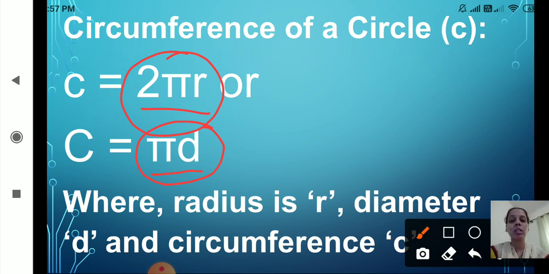So how to find out circumference? Circumference of a circle is equal to 2 pi r or pi d, where radius is r, diameter is d and circumference is C. Okay, and the value of pi is 22 upon 7 or 3.14.